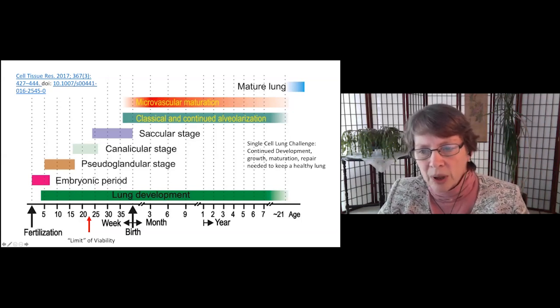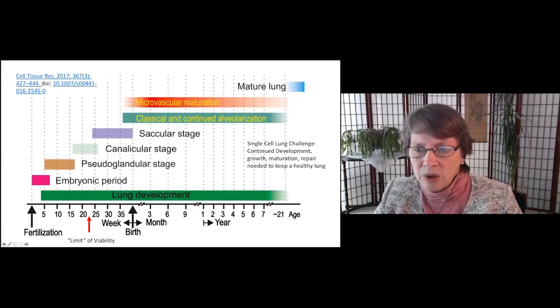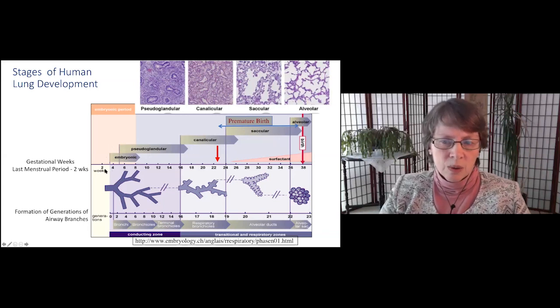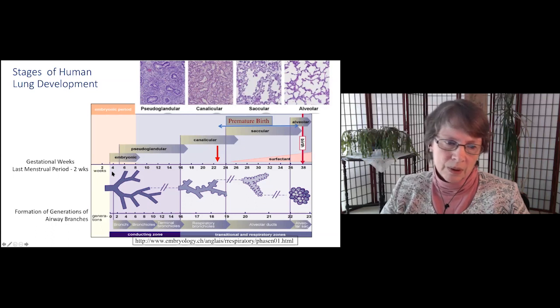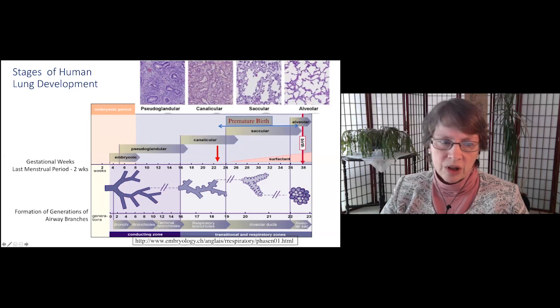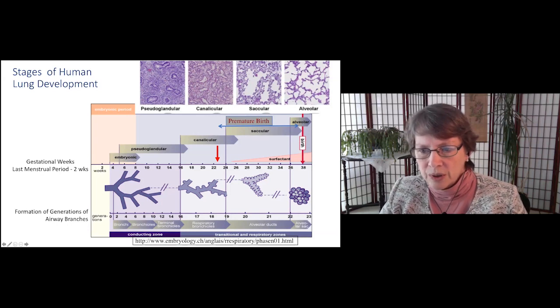So again, for our single cell biology challenge, we have to consider the lung as a developing organ, even postnatally, that is requiring growth, maturation, and continued repair to keep a healthy lung. Looking at this just a little bit differently, I do want to point out that when we talk about gestation from maybe a developmentalist point of view, we're talking up through 38 weeks of gestation. But when I talk about it clinically, I add on the 2 weeks from the last menstrual period up to where fertilization can occur. So full term for a clinician is about 40 weeks gestation. And so this diagram, again, shows you the stages of lung development, our point of viability up through gestational weeks.